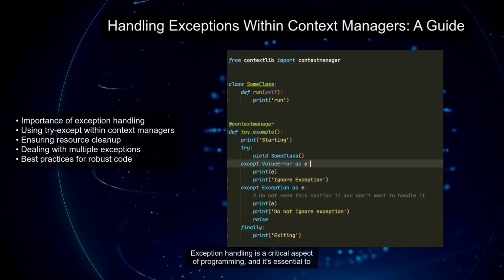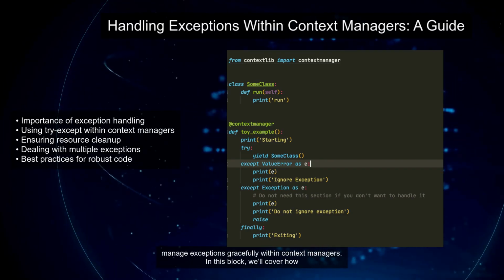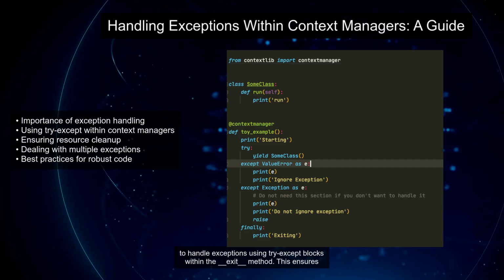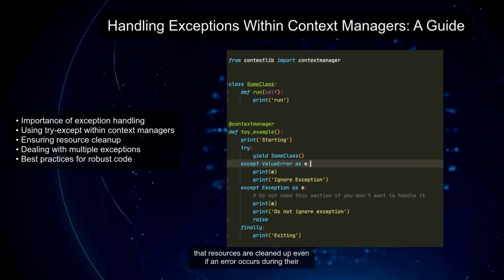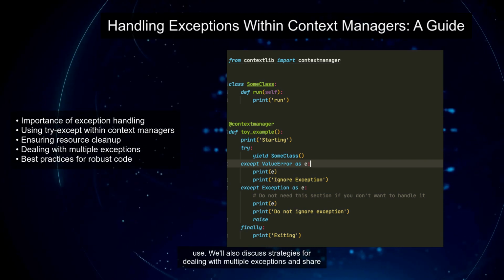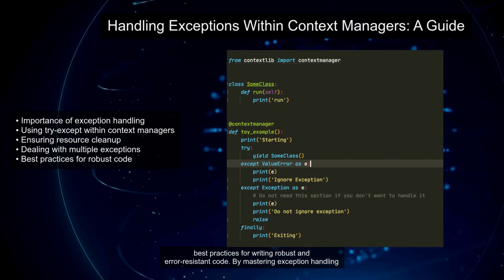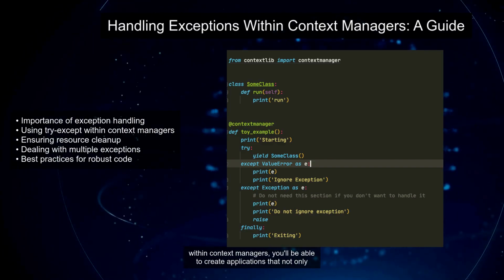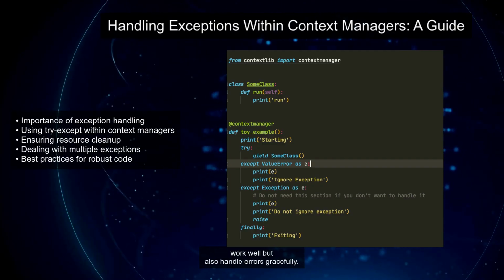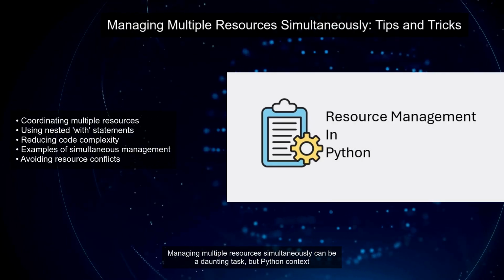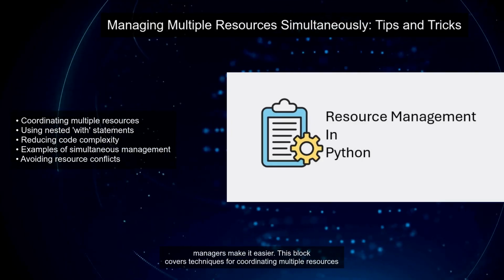Exception handling is a critical aspect of programming, and it's essential to manage exceptions gracefully within context managers. In this block, we'll cover how to handle exceptions using try-except blocks within the __exit__ method. This ensures that resources are cleaned up even if an error occurs during their use. We'll also discuss strategies for dealing with multiple exceptions and share best practices for writing robust and error-resistant code. By mastering exception handling within context managers, you'll be able to create applications that not only work well but also handle errors gracefully.